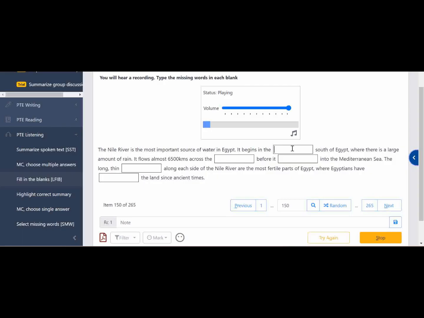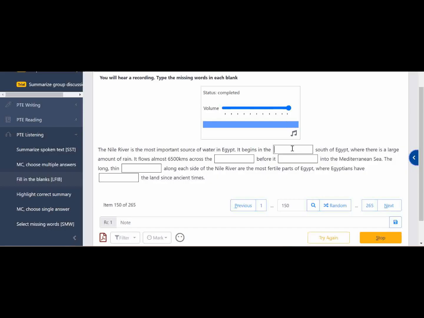The Nile River is the most important source of water in Egypt. It begins in the highlands south of Egypt, where there is a large amount of rain. It flows almost 6,500 kilometers across the desert before it empties into the Mediterranean Sea. The long, thin strips along each side of the Nile River are the most fertile parts of Egypt, where Egyptians have farmed the land since ancient times.